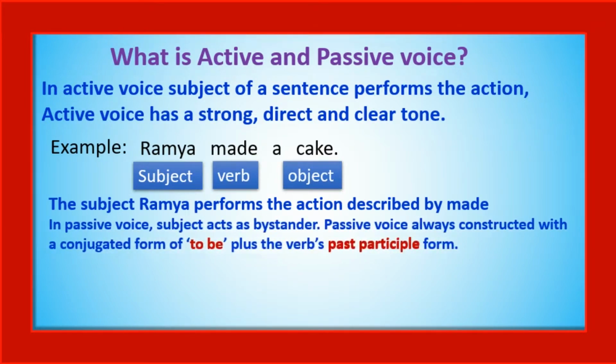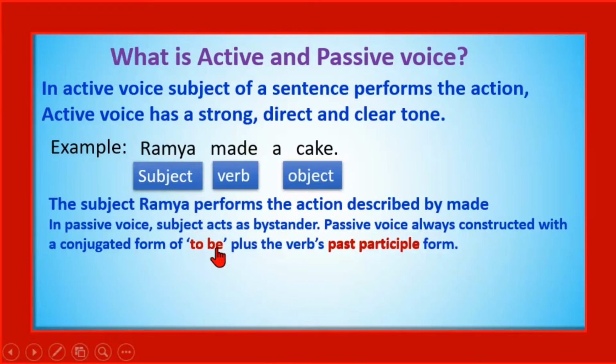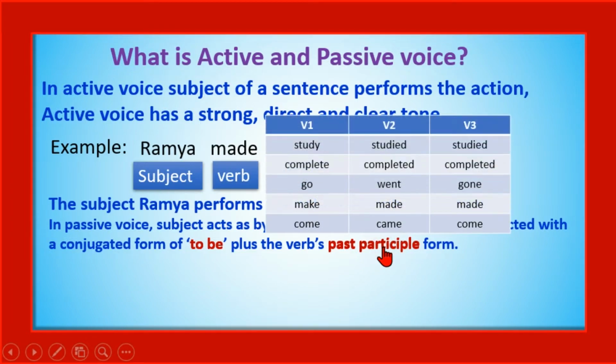On the other hand, in passive voice, the subject acts as a bystander. Passive voice is always constructed with a conjugated form of be, for example, be, am, is, are, was, were, being and been, plus the past participle form of the verb. So in passive voice, we always have to use the past participle form of the verb. That means the V3 form.